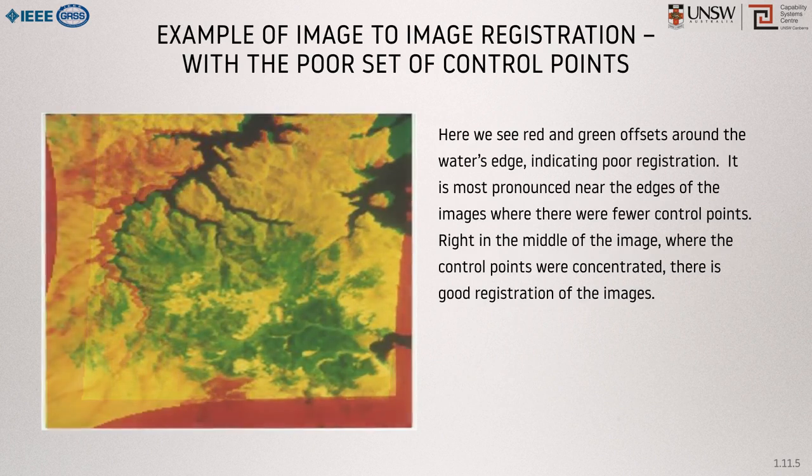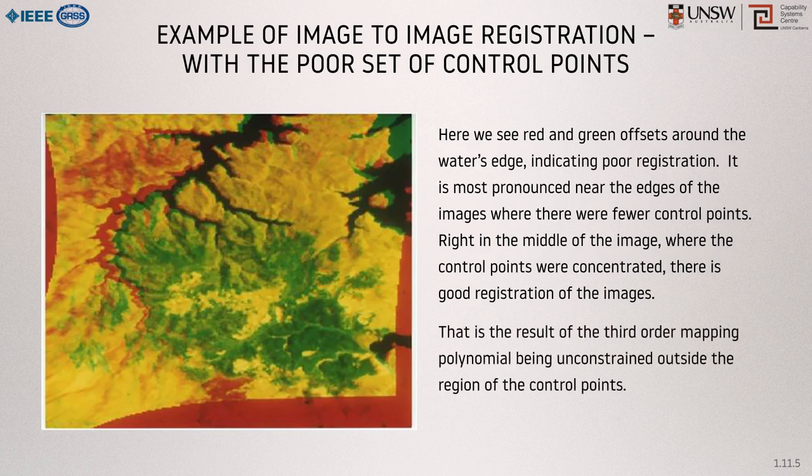This slide shows the result of registration using the poorer set of control points. Where the control points were bunched, the registration is very good. But beyond the distribution of control points, the registration is particularly bad. Note especially the red and green offsets around the edges of the water. Noting the yellow colour, we can see that the 1980 image has been stretched out of shape across the diagonal. We now wish to understand that behaviour.